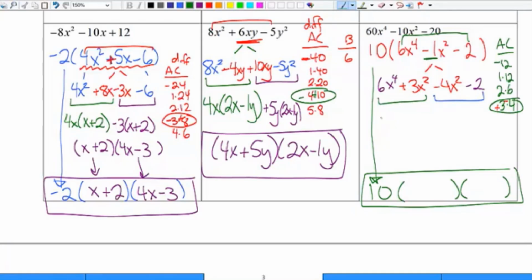In the green group, it looks like I can factor out a 3x squared, which is 2x squared plus 1. In the blue group, it looks like I can factor out a -2, which leaves me with positive 2x squared plus 1, because a negative divided by negative is a positive. These two are the same, which gets me 2x squared plus 1, and then 3x squared minus 2. And that is my final answer.